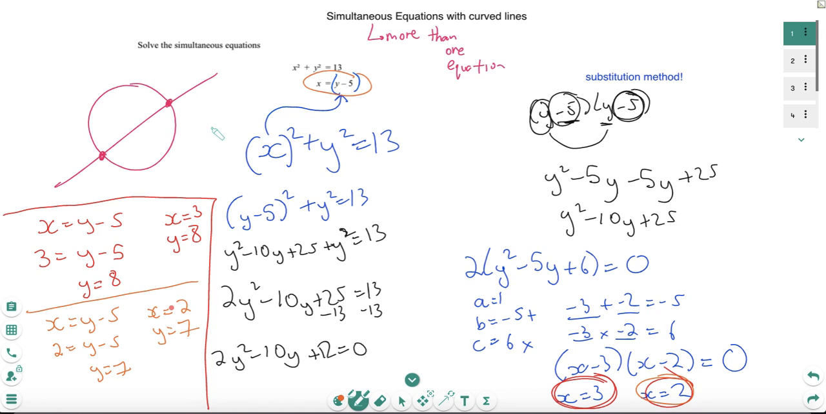So basically, guys, the points at which these two lines intercept is this coordinate will be 3, 8, and this point will be 2, 7. So these are our two answers. X equals 3, y equals 8, and x equals 2, y equals 7.